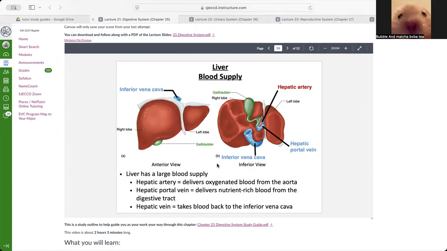The liver needs to get blood and oxygen, so that comes from the hepatic artery. The hepatic vein goes straight from the liver into the inferior vena cava and allows blood to return to the heart. The liver has a large blood supply. The hepatic artery delivers oxygenated blood from the aorta, the hepatic portal vein delivers nutrient-rich blood from the digestive system, and the hepatic vein takes blood back to the inferior vena cava.